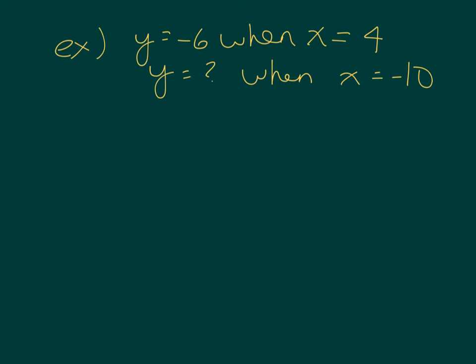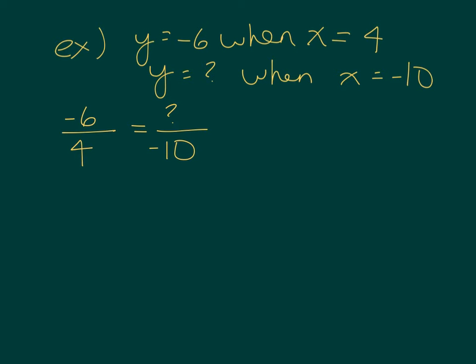Okay, I'll do this in both ways. I'll do it in a table and I'll set up a proportion. So this one says y equals -6 when x equals 4. So I want to know what y equals when x equals -10. I'll set up a proportion first, okay? So I have -6 when x is 4. I want to know what y is, question mark, when x is -10.